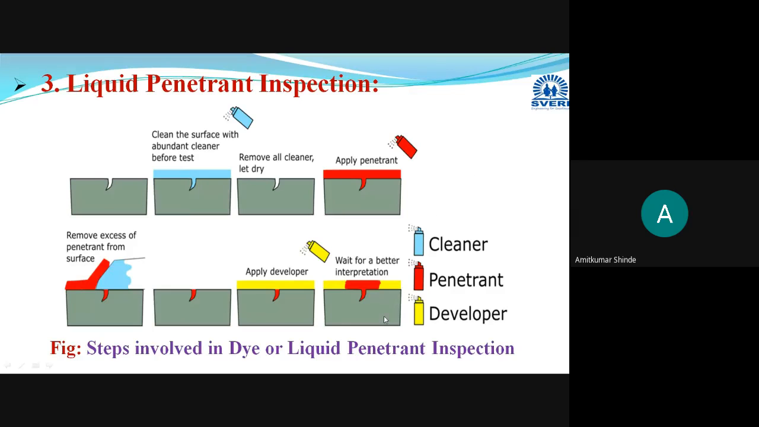So in this way, this liquid penetrant inspection or dye penetrant inspection is conducted, and three different types of dyes or liquids are used here: cleaner, penetrants, and developers. These three types are used, and this practical we are going to conduct in our lab. When our lab is available, we are going to conduct this practical. All these facilities are available in our lab. We are going to conduct this in our practicals also. And now we have to just write down this procedure.